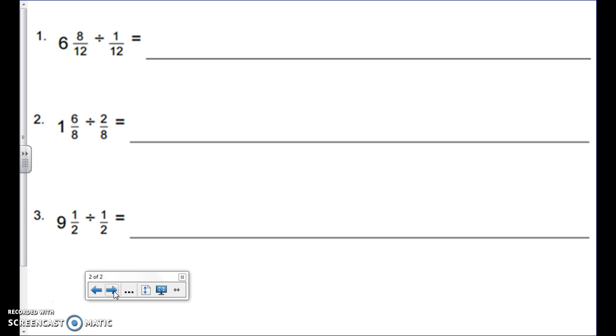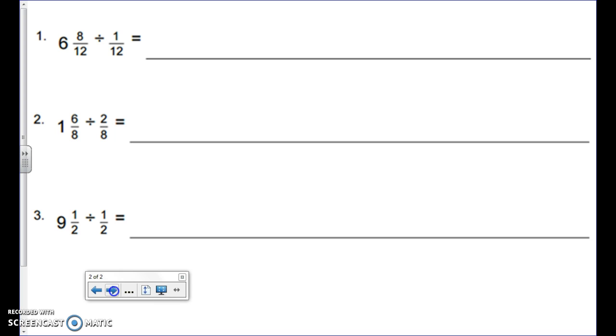So on problem number 1, the first thing I notice is it's 6 8/12 divided by 1/12. So as soon as I see that divide, I know I'm going to have to change it to multiplication and find the reciprocal of 1/12. But similarly to when I multiply fractions, I'm going to look for things that I can reduce before I do anything else. Okay? And so one way I could start this problem is by taking 12 times 6 plus 8, and changing it to an improper fraction.